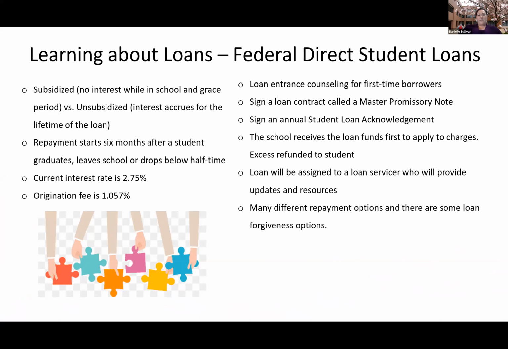First of all, Courtney mentioned earlier that the federal government offers three types of loans: federal direct subsidized loans, federal direct unsubsidized loans, and Parent Plus loans. We're going to start with the student loans. The two types of student loans are subsidized, which means no interest accrues while the student is in school, and unsubsidized, where interest does accrue for the lifetime of the loan. However, I want to stress that both loans do not require any repayment until 6 months after a student graduates, leaves school, or drops below half-time.